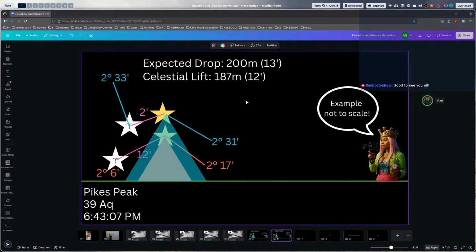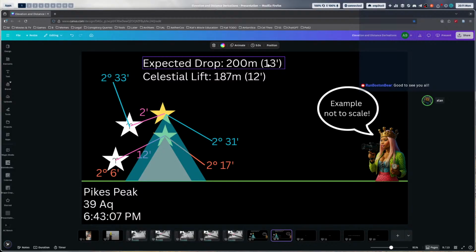And then when we add the numbers in here, we can look at this again and show the same thing. Over the 50.7 kilometer distance from Nicki Minaj to the peak, there's a 200 meter drop that converts into 13 arc minutes angularly.